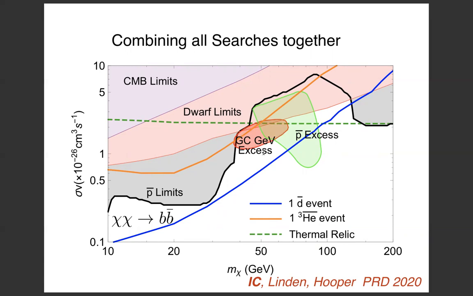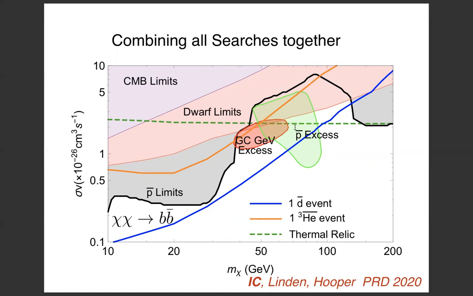And the red blob here is the galactic center excess. So this is a positive excess. These are limits. This is an actual excess. The green blob is the antiproton excess that I mentioned before. You can see that for some choices, the two can actually agree. Moreover, they agree also with a thermal relic. They agree with a cross section for a thermal relic particle that annihilates entirely to BB bar.